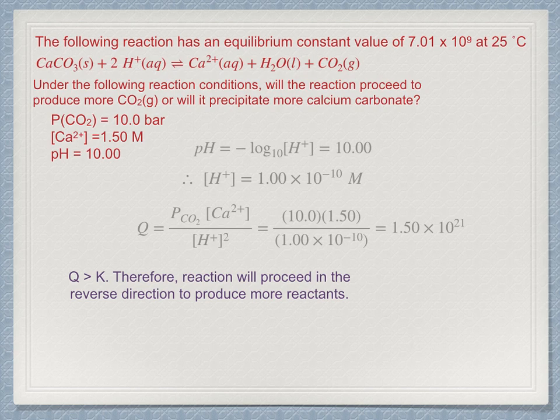So Q is much larger than K. Hence, the reaction will proceed spontaneously in the reverse direction, which means it will produce more reactants. More chalk, calcium carbonate, will precipitate out of the solution. Mineralizing carbon is one of the ways proposed to sequester carbon dioxide from the atmosphere and attempting to reverse its effect as a greenhouse gas.